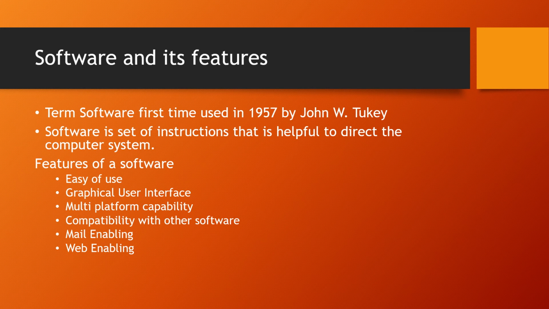Next topic is software and its features. The term software was first used in 1957, and software is a set of instructions that is helpful to direct a computer system. Software has different features: it is easy to use, has a graphical user interface, multi-platform capability, compatibility with other software, mail enabling and web enabling. A user can easily take the services of email or web services.